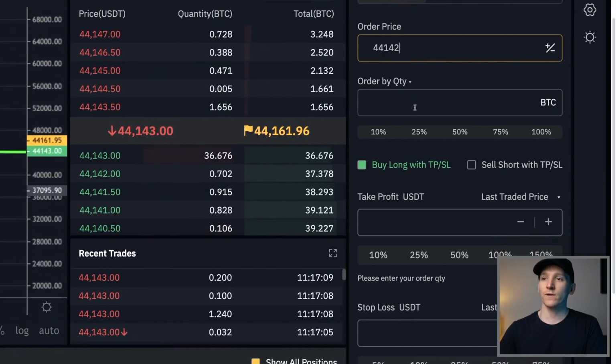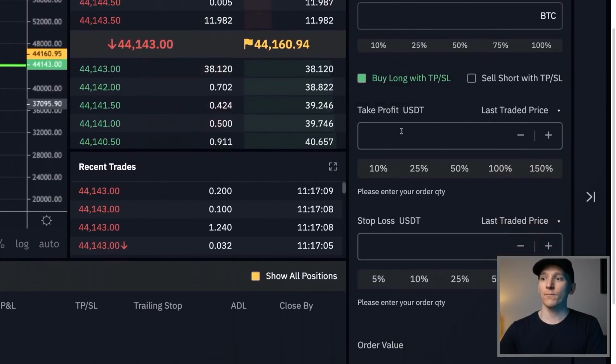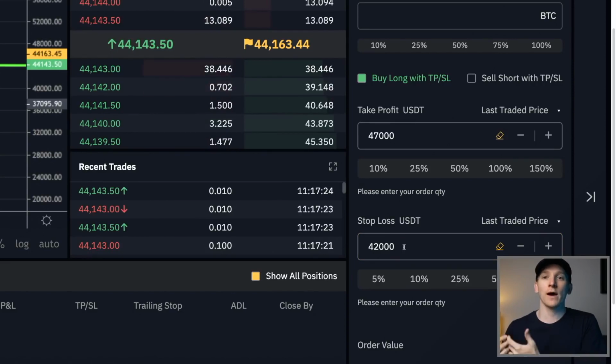And that is 44,142. I'm then going to put my take profit at, let's say, 47 and my stop loss at, let's say, 42. Whatever it may be, there are different strategies right here, but you can see that if the price falls below its current price all the way to 42, I will sell at a loss.